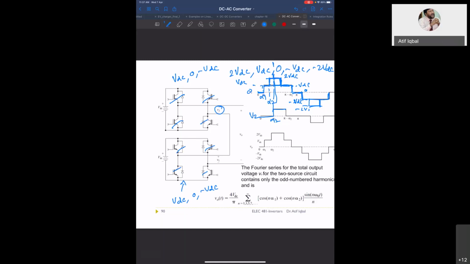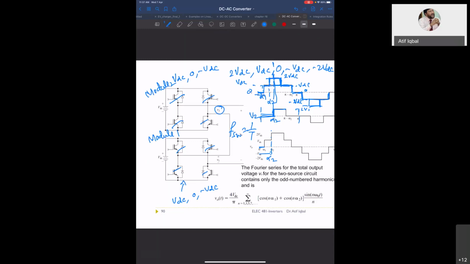You see, switching frequency means what? Switching frequency is 1 by T. The time period is the same, but it is on at different alpha. This is module 1, and this is module 2. Module 1 you switch at alpha 1, and module 2 you switch at alpha 2, different instants of time.